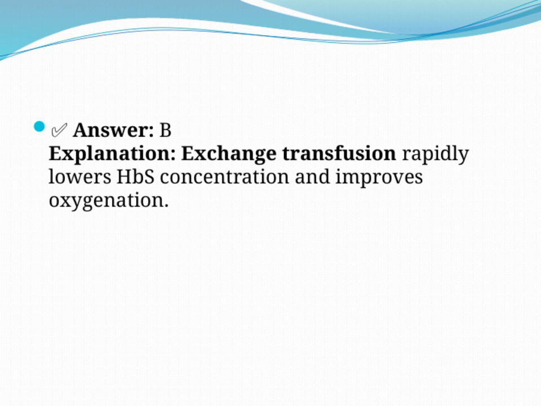Exchange transfusion is a really effective intervention because it rapidly lowers the concentration of hemoglobin S, or HbS, in the blood. By doing this, it helps to decrease the sickling of red blood cells, which is at the core of sickle cell complications. Additionally, this procedure significantly improves oxygenation. When we remove the sickled cells and replace them with healthy donor blood, oxygen delivery to tissues improves quickly.